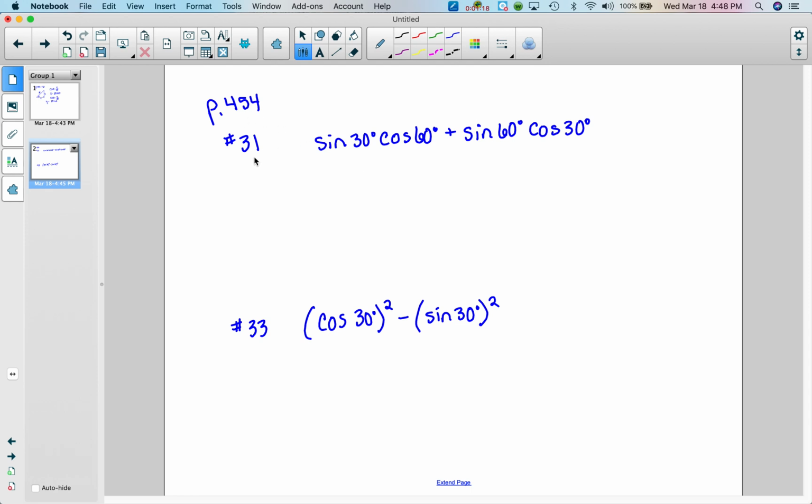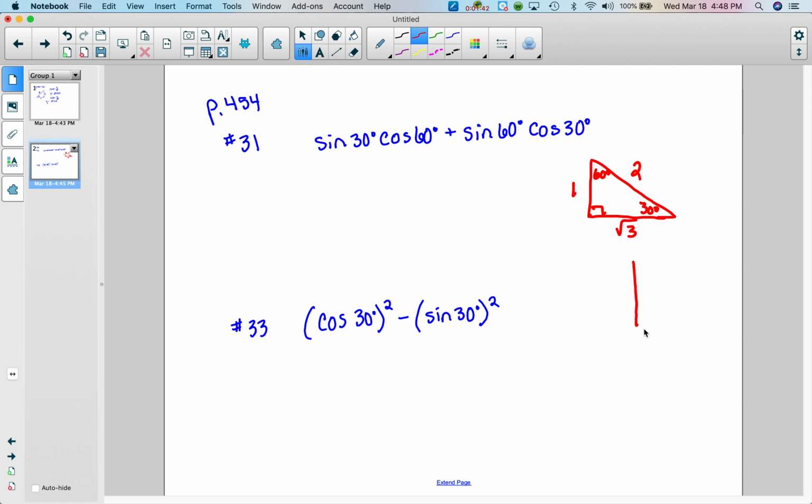I'm going to do numbers 31 and 33. I didn't do any that were like this. And what you're going to have to make use of for this one is the idea of the 30, 60, 90 triangle. So this is kind of seeing that in action. If this is the 30-degree angle and this is the 60-degree angle, you've got to memorize these: 1, 2, square root of 3.